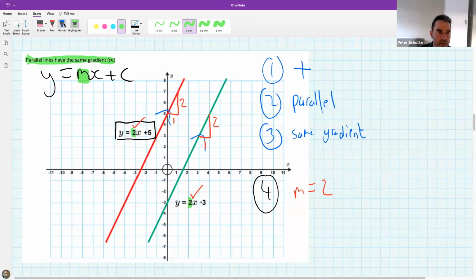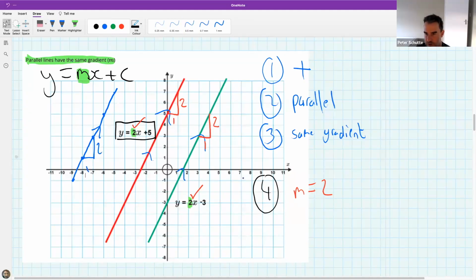So another way maybe of showing you this is if I wanted to draw another line parallel to these ones, I would have to make sure the gradient is 2. And as long as I kept the gradient to be 2, then that line would also be parallel to these ones. Can you see this one over here? I've made sure that the gradient is 2. And now I know that all 3 of these lines are parallel because they all have this gradient of positive 2.